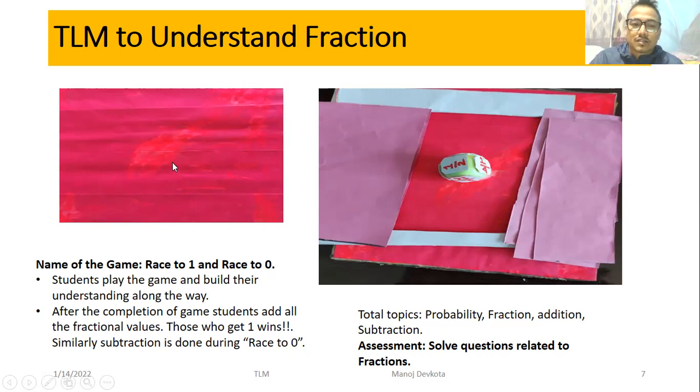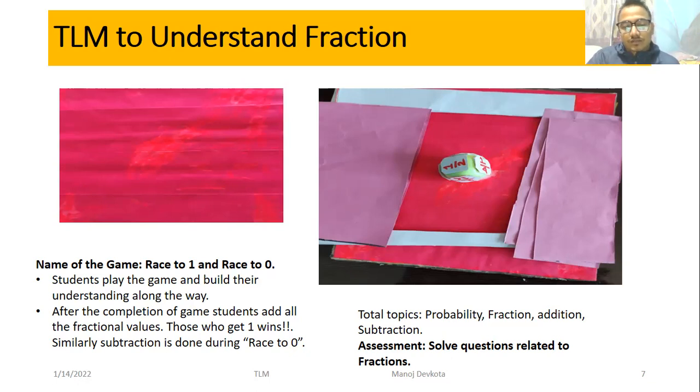From this part, this whole part, this is considered as one, and it will be half. So if I make 4 equal pieces, then it will be 1/4, right? If I make 8 equal pieces, then 1/8 and 1/16. Up to 16 pieces I made it for now. And the name of the game will be race to 1 and race to 0.